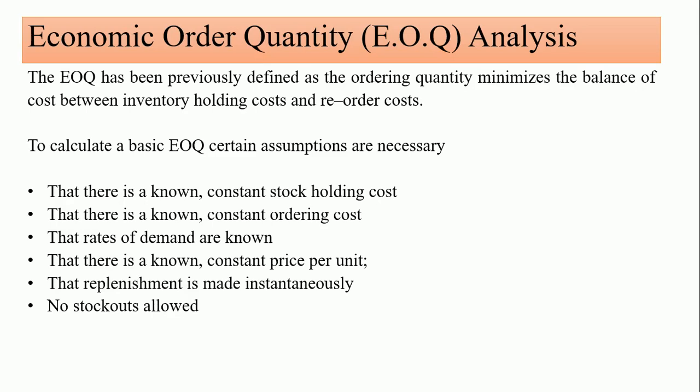In a basic EOQ, it is assumed there is a known constant stock holding cost, a known constant ordering cost, a known demand, a known constant price per unit. And at that point, the replenishment is made instantaneously at any given instant in time. And no stockout is allowed for basic economic order quantity.